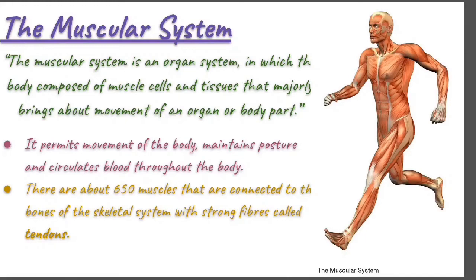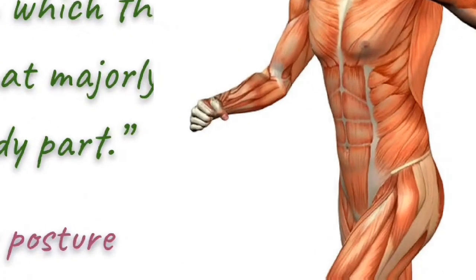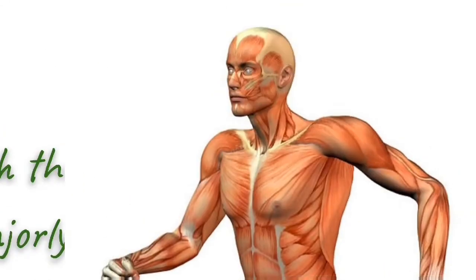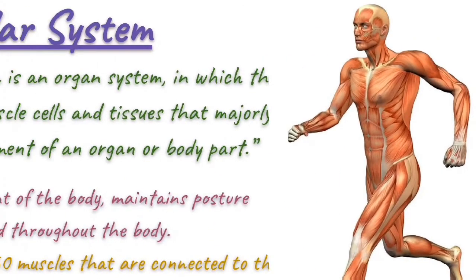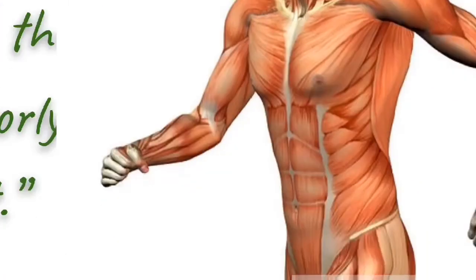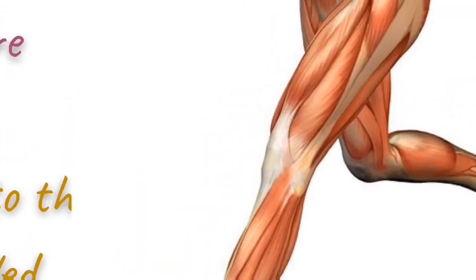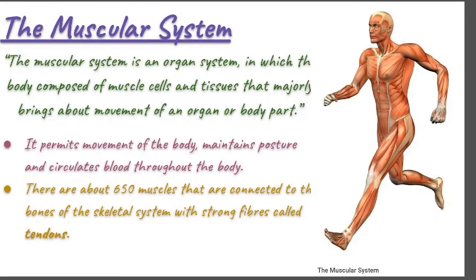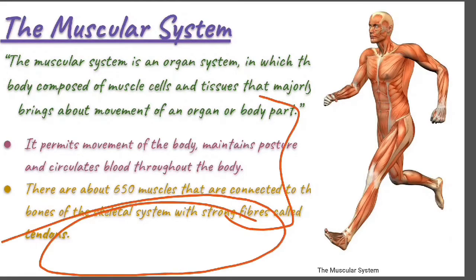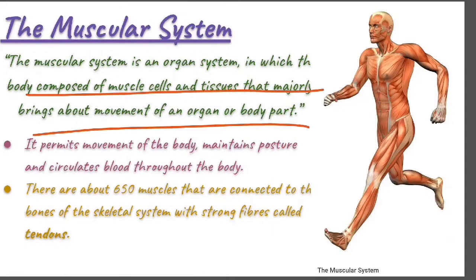Just have a look at this picture. It shows that your skeleton system is already covered with muscles. All these muscles cover your body and protect your skeleton system. If I go by the definition, the muscular system is an organ system composed of muscle cells and tissues that majorly brings about the movement of our organs or body parts.